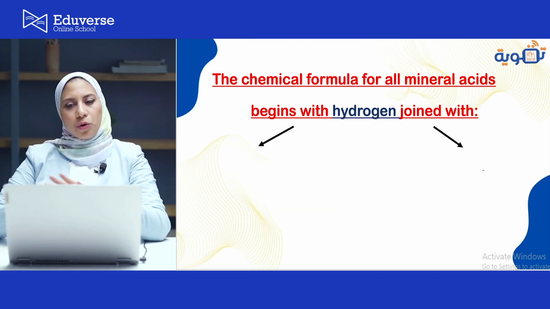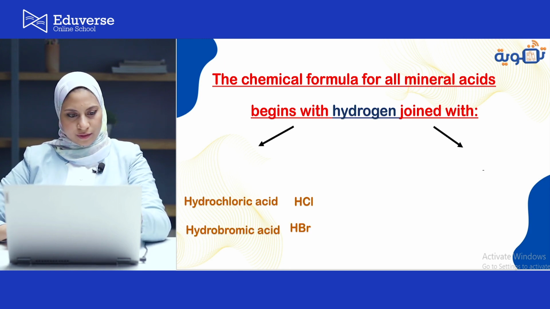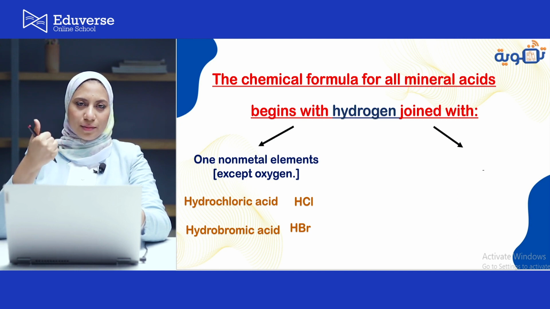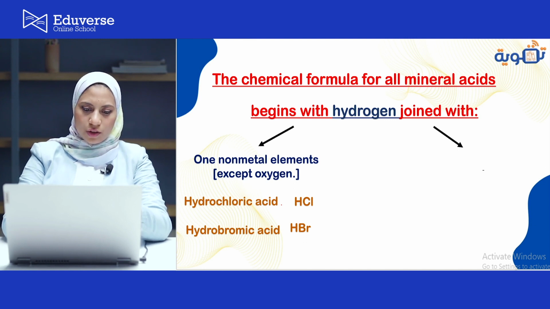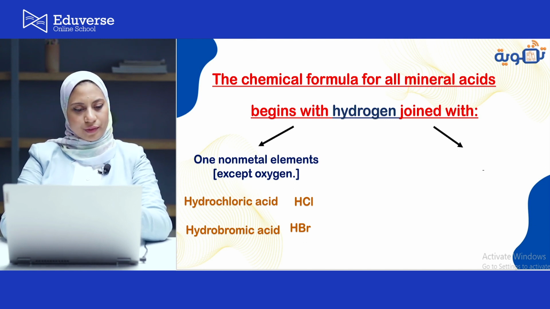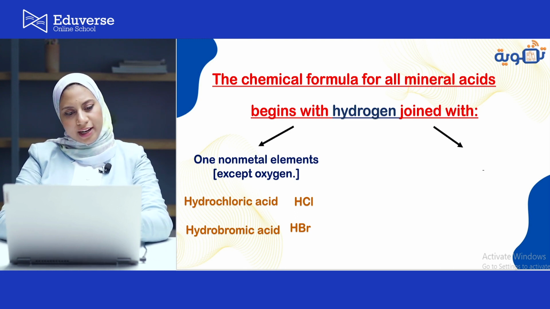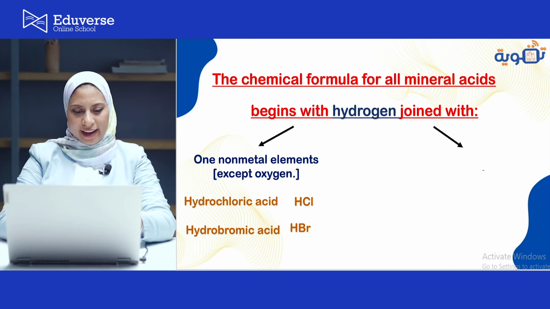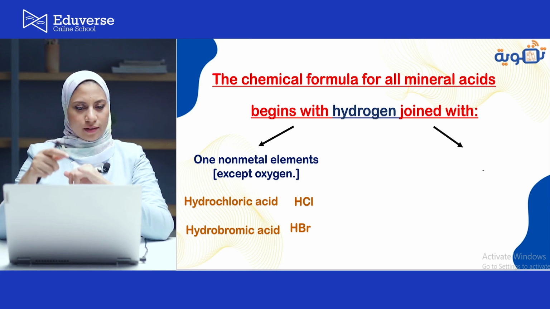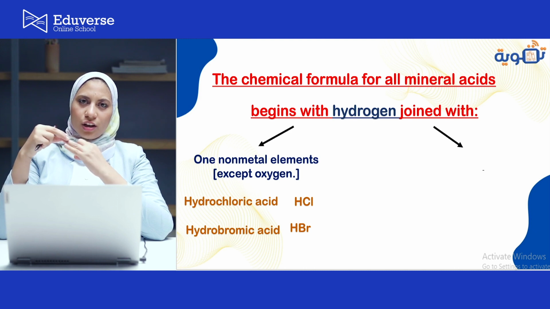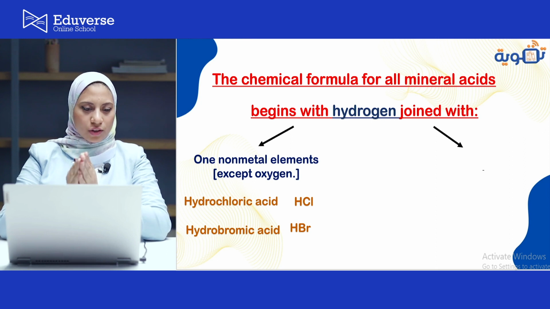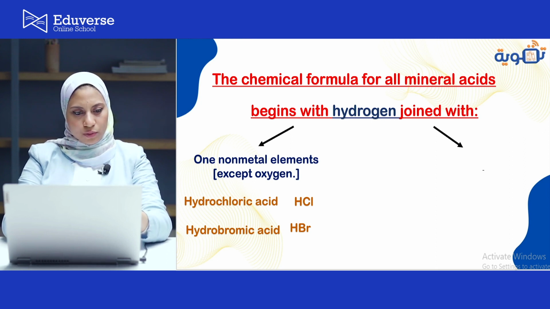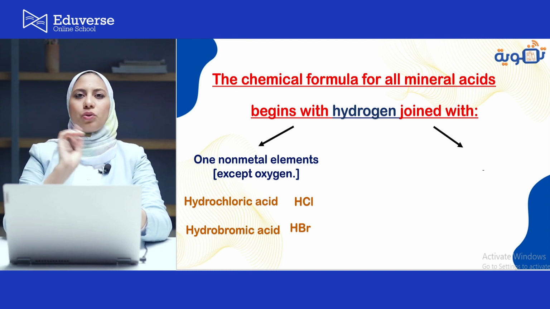The chemical formula for all the mineral acids begins with hydrogen joined with non-metal elements, like for example, hydrochloric acid, hydrogen with a chlorine atom, or hydrogen with a bromine atom, so this will be hydrobromic acid. But if we add hydrogen and oxygen, this will not be an acid. This will be water. So we can join hydrogen atom with non-metal elements except oxygen.